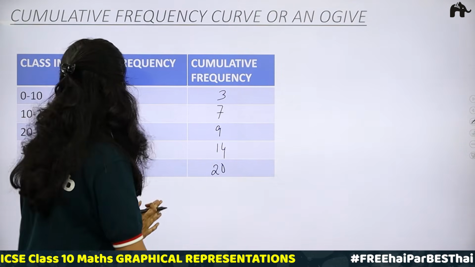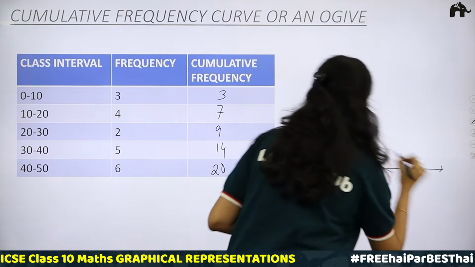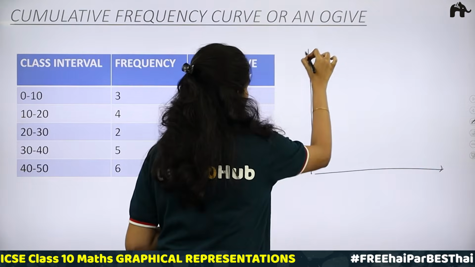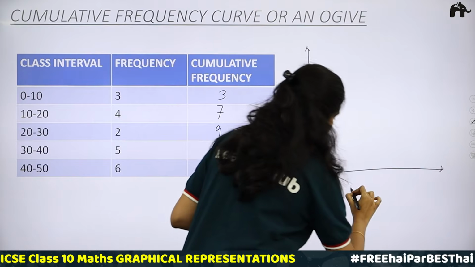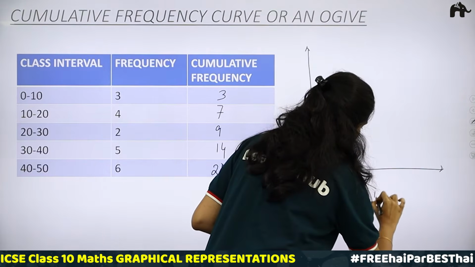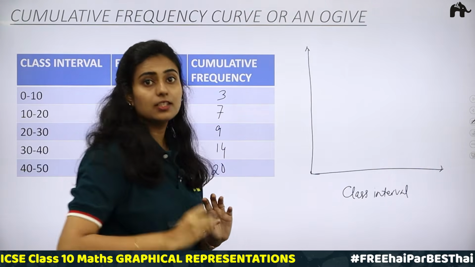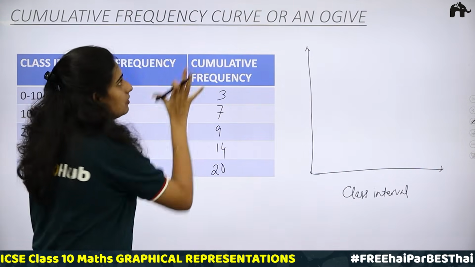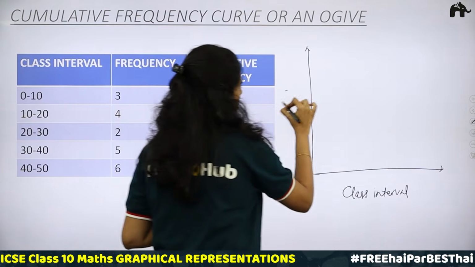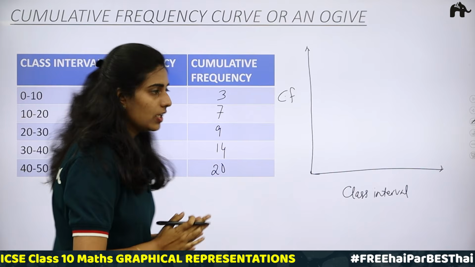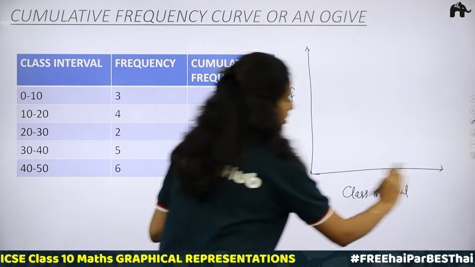In order to draw a cumulative frequency curve or an ogive, the first step is to draw the x and y axis. Along the x-axis, we are taking the class interval. And along the y-axis, we will be taking the cumulative frequency. To draw a cumulative frequency curve, you should take the cumulative frequency along the y-axis. Now take the upper limits of the class intervals along the x-axis.